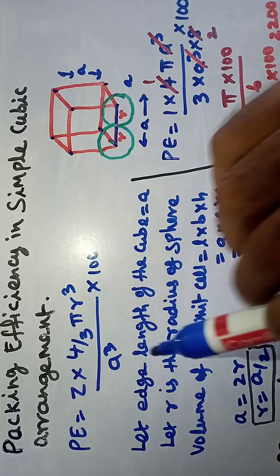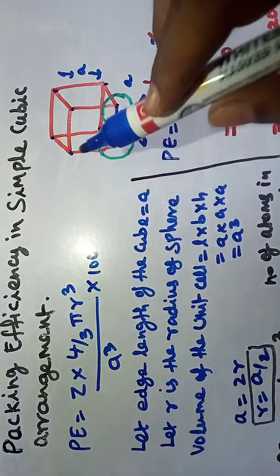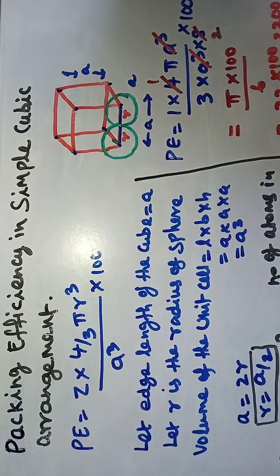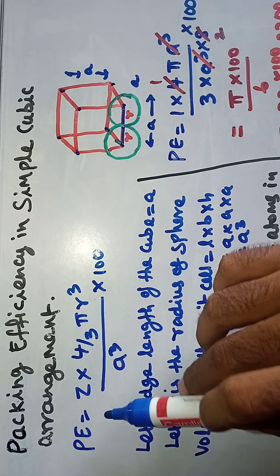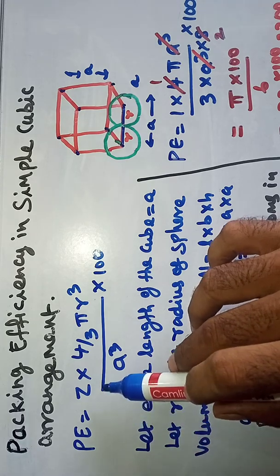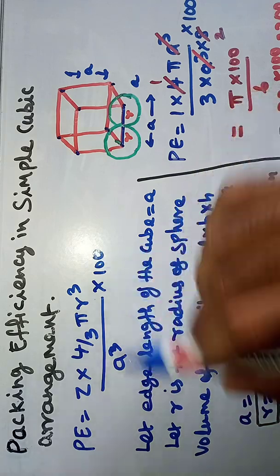Good morning, student. Today we are going to discuss packing efficiency in simple cubic arrangement. How we can calculate the packing efficiency in simple cubic arrangement. So we know the formula: packing efficiency P is equal to Z into 4 by 3 pi r cube divided by A cube into 100.